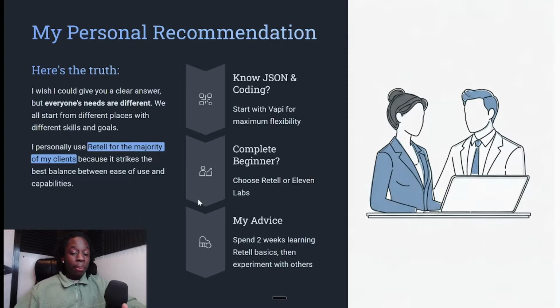My advice is to pick one of these platforms. You could pick Retail, you could pick Vappy, pick 11 Labs. Sit down for 2 weeks and just learn. Practice building, search up the tutorials and build. Just build, and then you'll find yourself at a competent place so that you can start even branching off into these other services and other platforms.